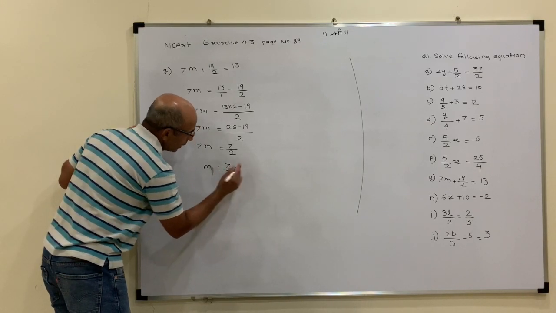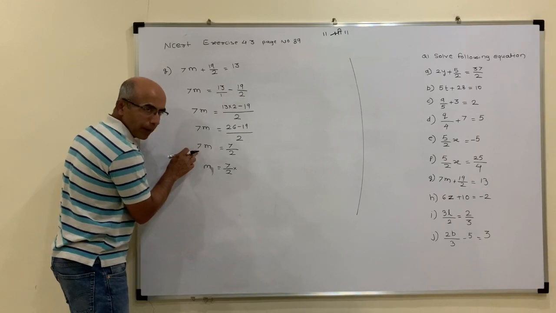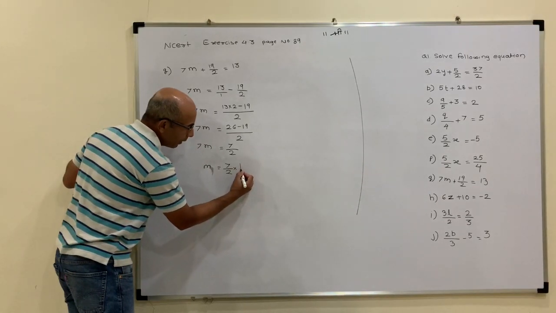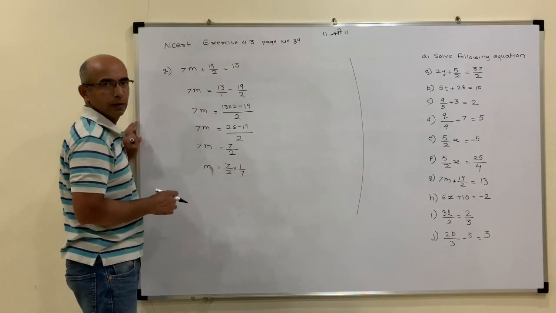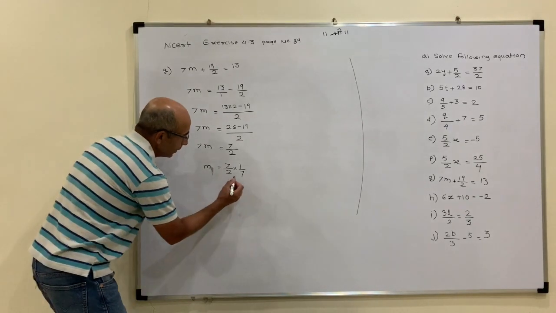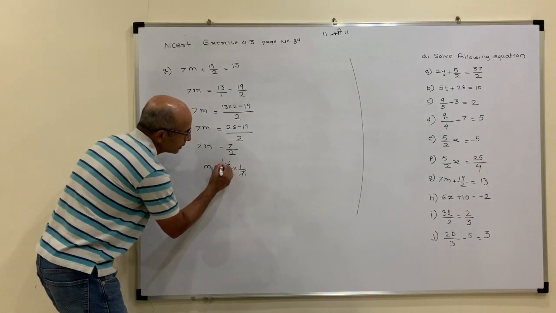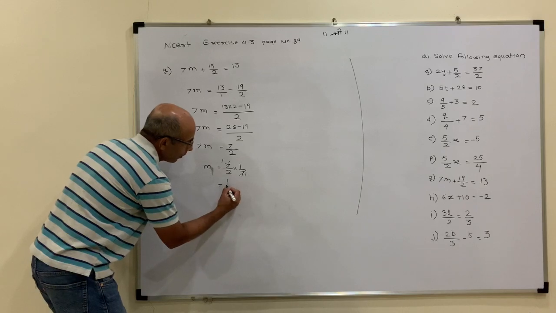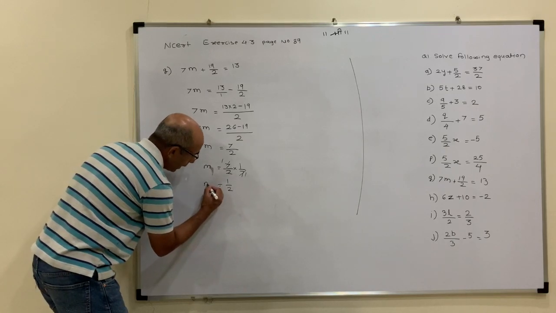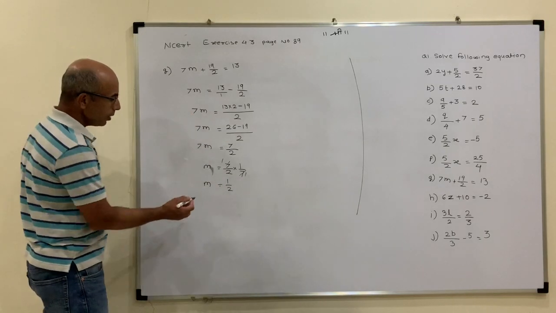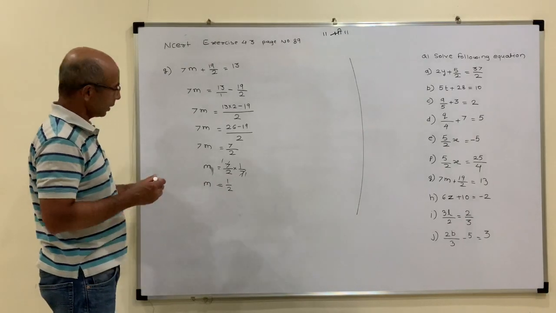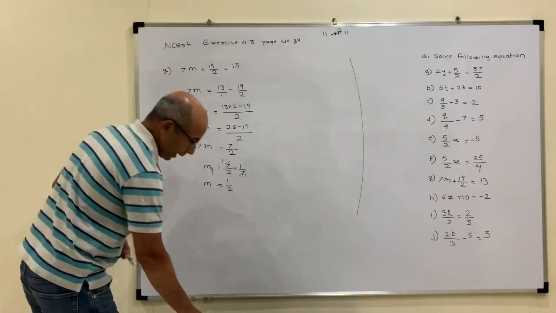Now here, yes, 7 was multiplied over here, so it will be divided, 1 upon 7. So my next step will be 7 1s are 7, 7 1s are 7. So 1 upon 2. The value of m is 1 upon 2. Now move to the next one.